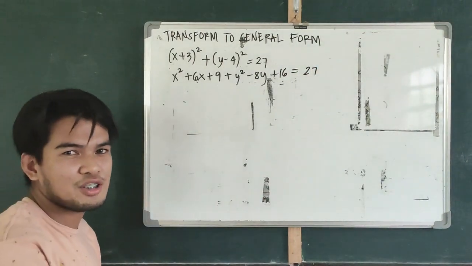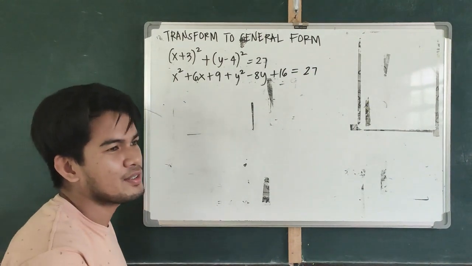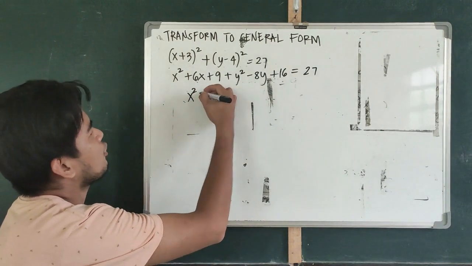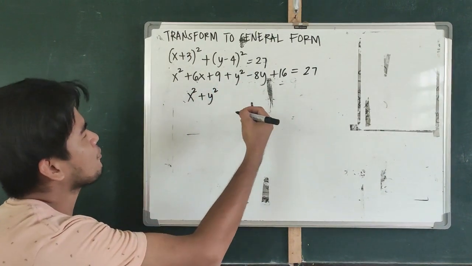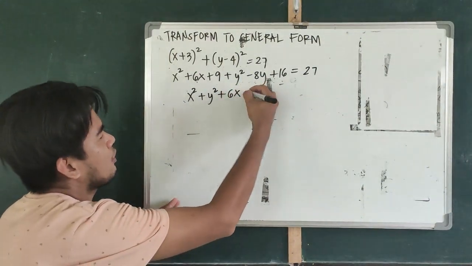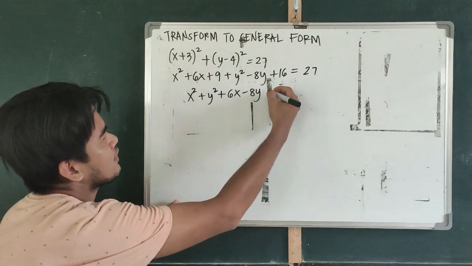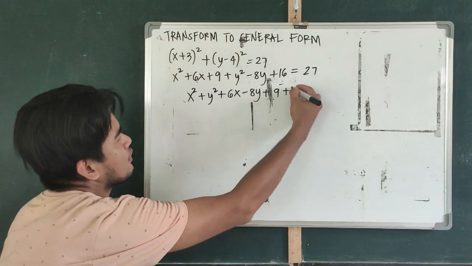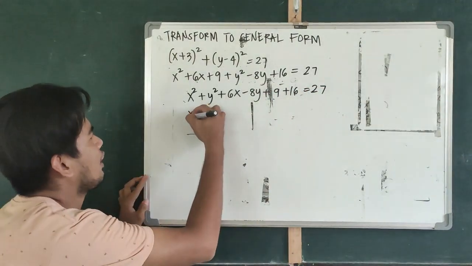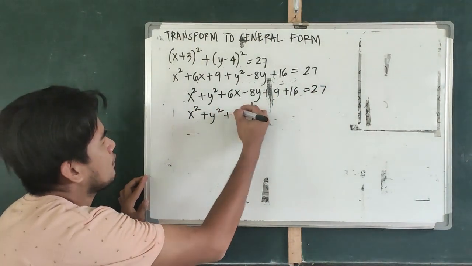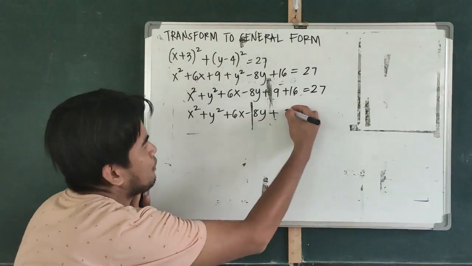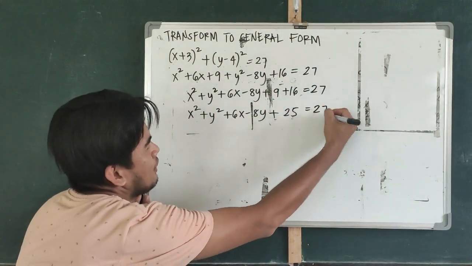So, we arrange na the terms in the arrangement that is shown in the slides. Okay, so x squared followed by the term with y squared, and followed by the term with x, followed by the term with y, and then the constants. Okay, so plus 9 plus 16 is equal to 27. So we have x squared, then y squared, then 6x minus 8y. 9 plus 16 is positive 25 is equal to 27.